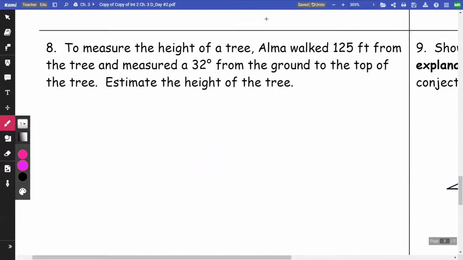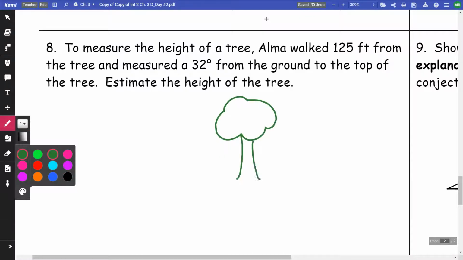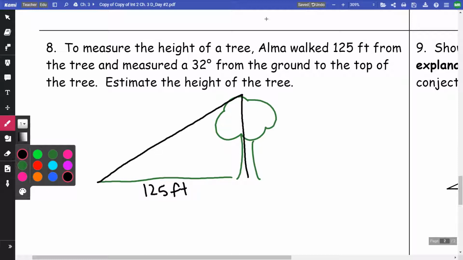Okay, to measure the height of a tree, Alma walked 125 feet from the tree. So we have a tree, and she walked 125 feet from the tree and she measured a 32-degree angle with the ground to the top of the tree. And so this was a 32-degree angle, and we want to find the height. So we want to find this height right here.